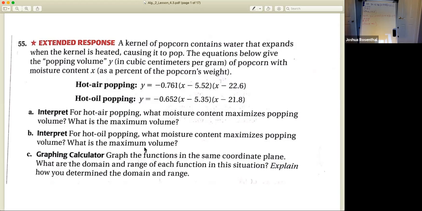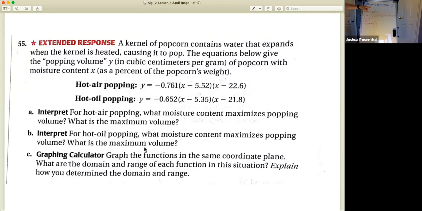Okay. Any questions? Oh, look what it says. Graph the functions in the same coordinate plane. What are the domain and range of each function? Domain is what x could be, right? It can't be negative. You can't have negative water content. Okay, and then you can see at the root, at the other root, you can't go beyond the root. All right, so where would you find the two roots? It's at P and Q, right? P and Q are the roots. So it looks like the domain is between 5.52 and 22.6.